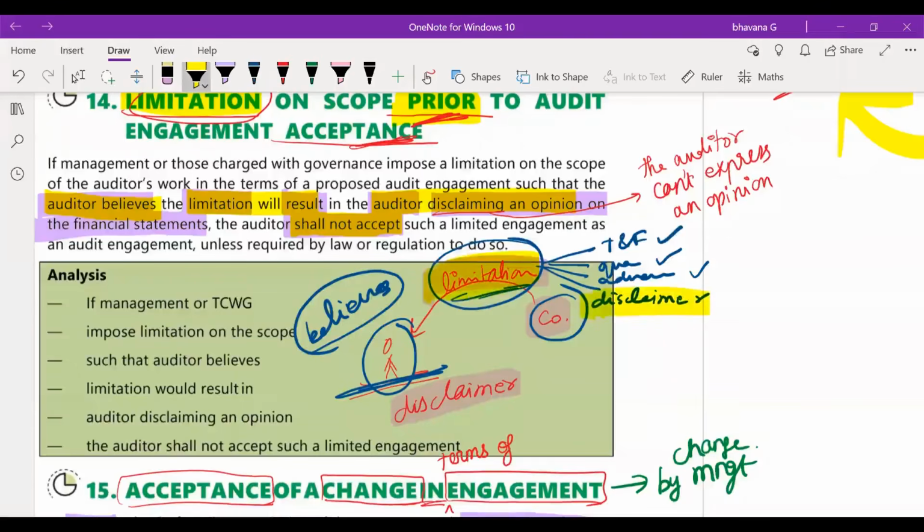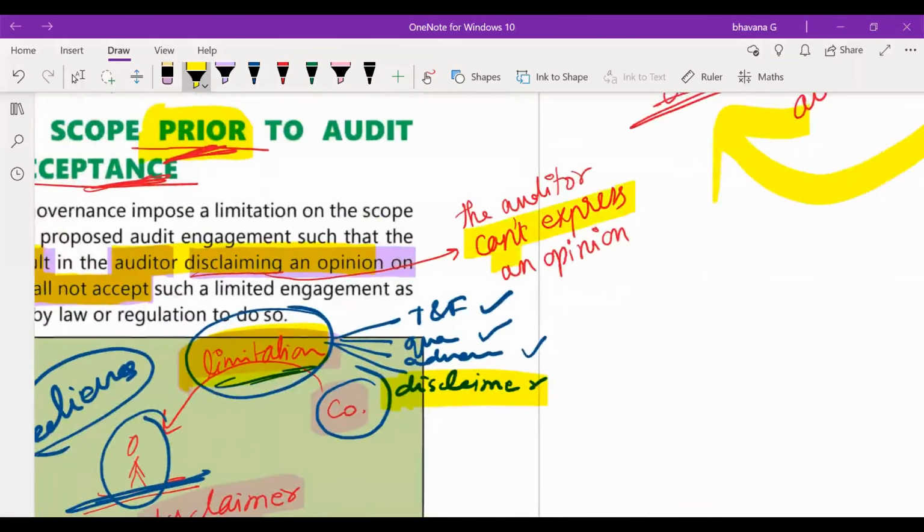disclaimer of opinion. What does disclaimer of opinion actually mean? It means the auditor cannot express an opinion. In a qualified opinion, he can say these areas are qualified. In an adverse opinion, he can say these areas are adverse. We are going to read about this in detail in other chapters. But disclaimer of opinion means I cannot even express an opinion. See, what is your main purpose? To give an opinion. At least it must be true and fair or not true and fair. If you are not able to say either, then what is the purpose of doing such an audit?